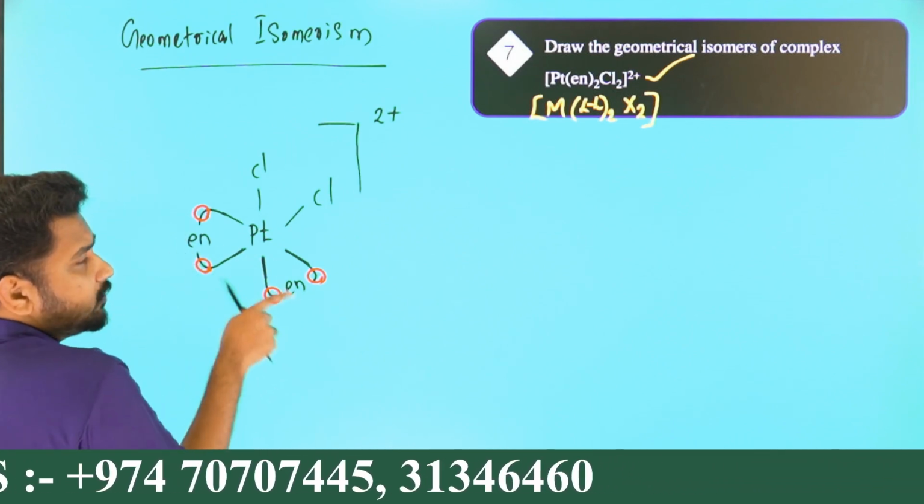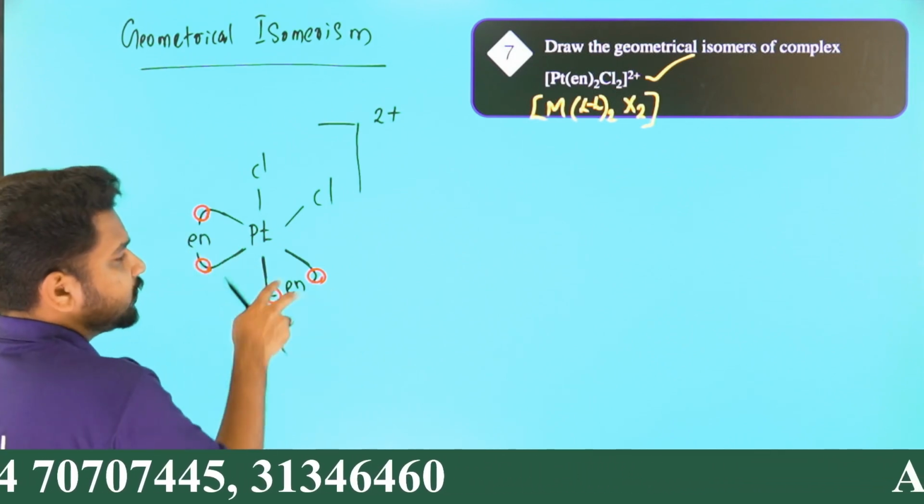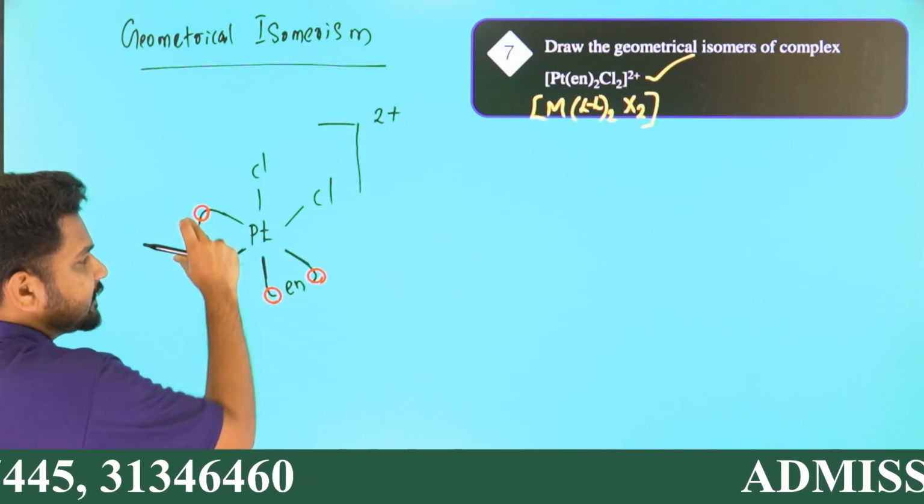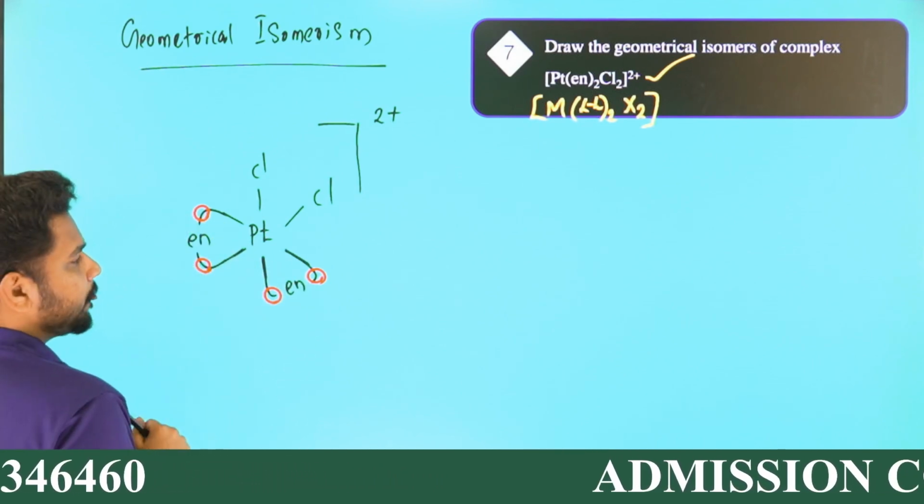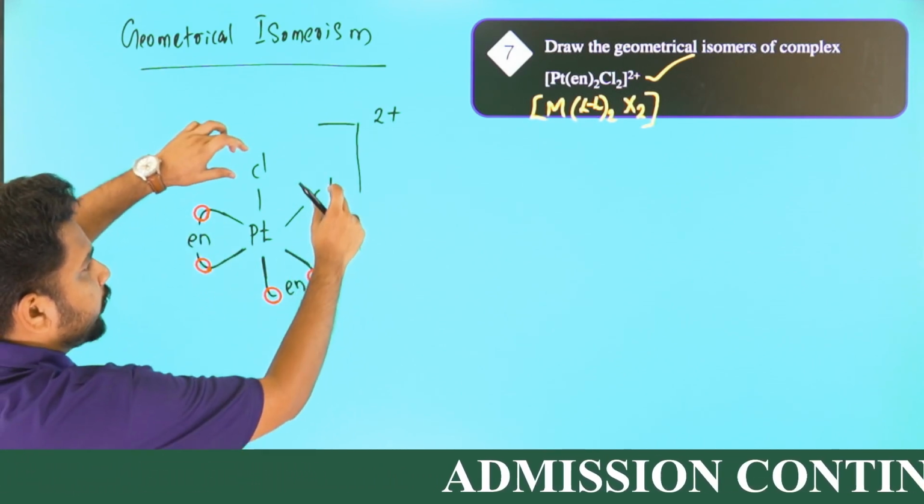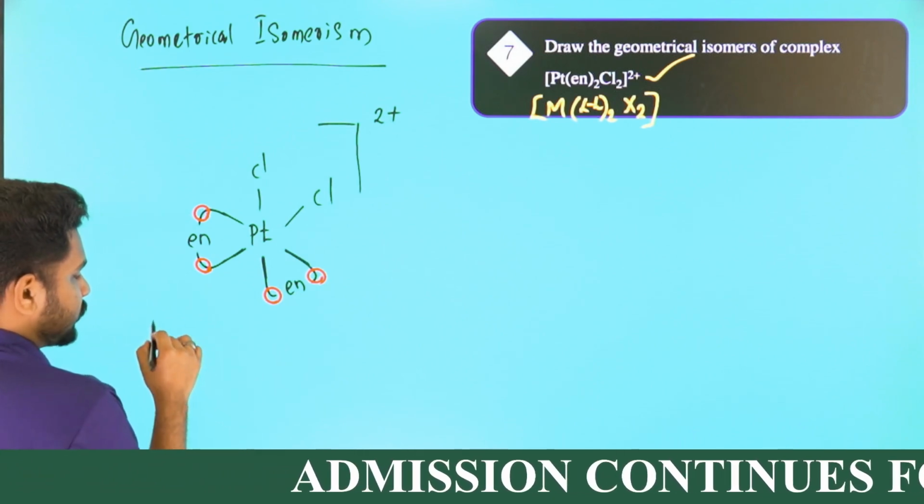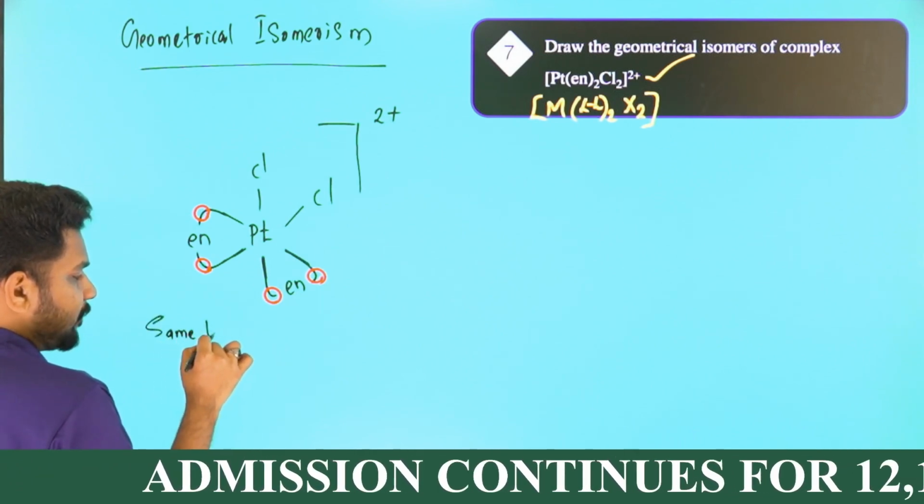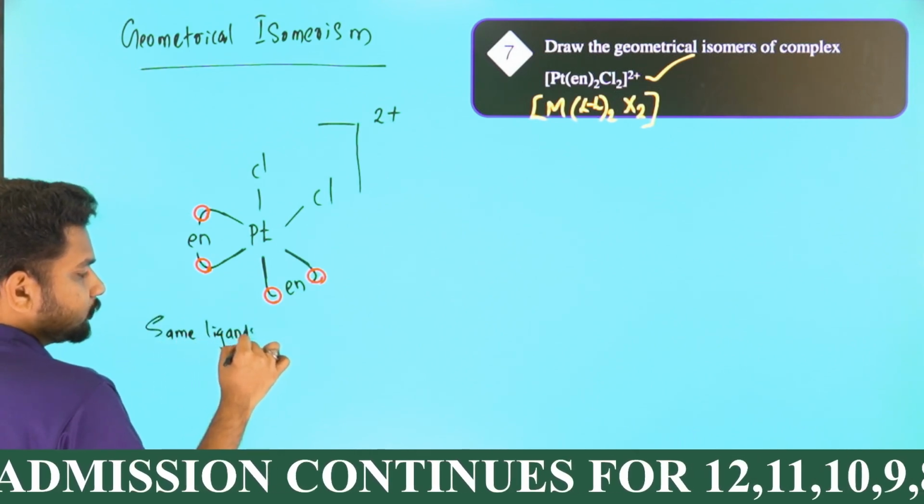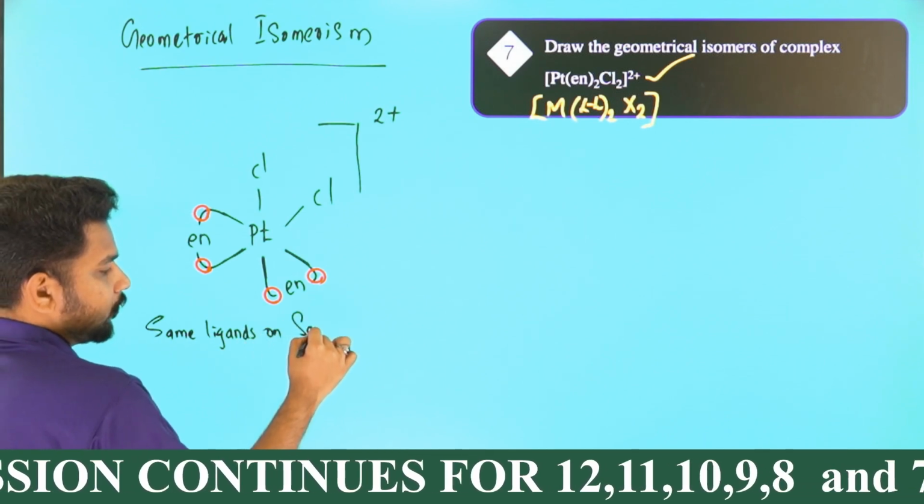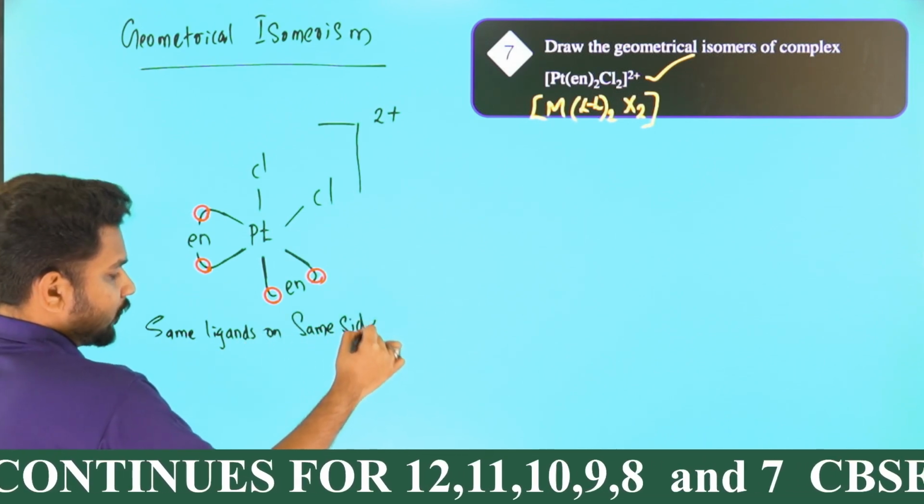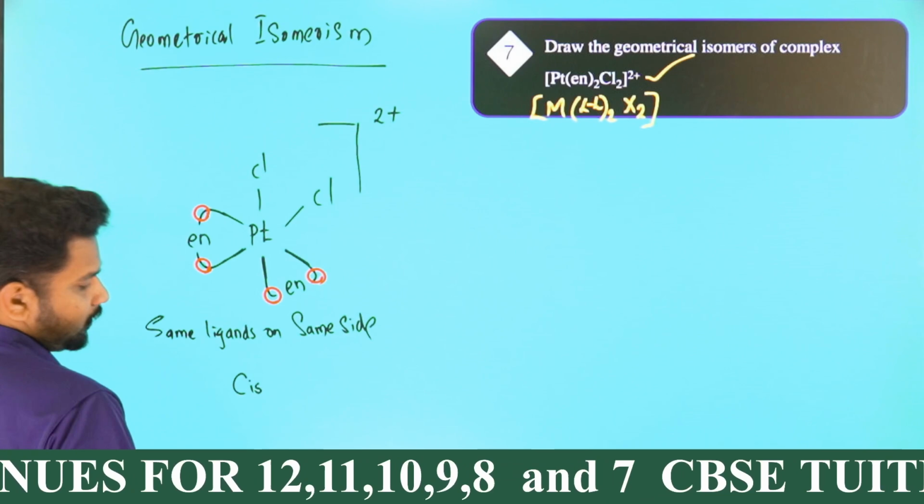And what type of geometrical isomer is this? You can see similar ligands are on the same side. En is on the same side. Chlorine is on the same side. So same ligands on the same side, then you can call it the cis isomer.